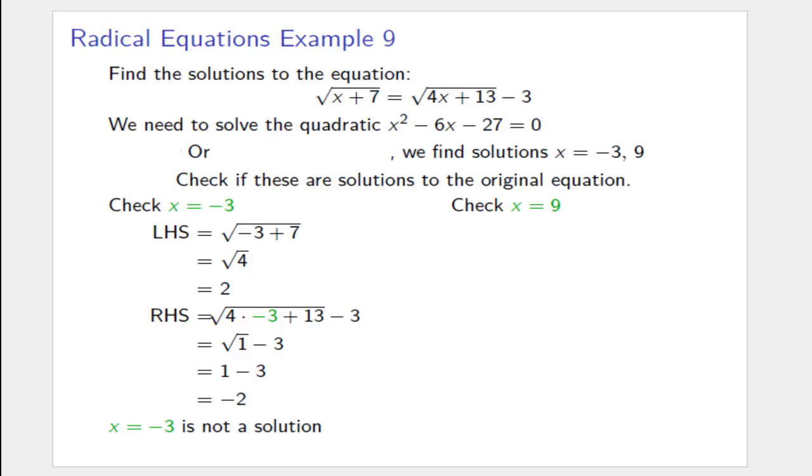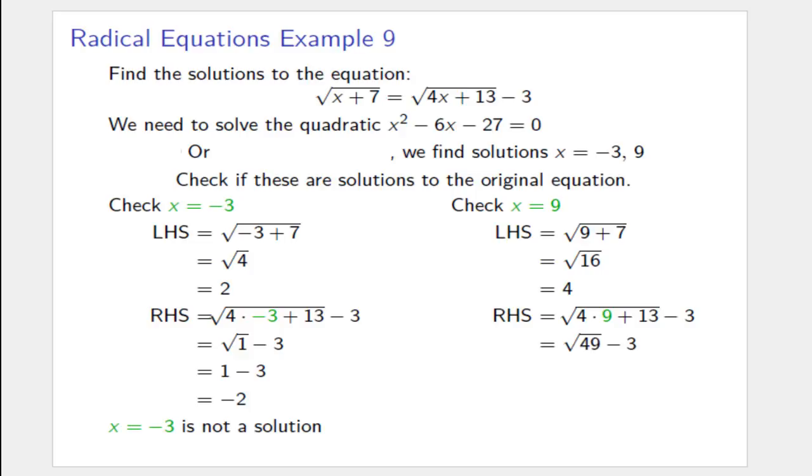What about x equals 9? With x equals 9, on the left-hand side, we have the square root of 9 plus 7, which is the square root of 16, which is 4. While on the right-hand side, we have the square root of 4 times 9 plus 13, minus 3, which is the square root of 36 plus 13, which is the square root of 49, and still minus 3. Since the square root of 49 is 7, we have 7 minus 3, which is 4. So since the left-hand side equals the right-hand side at x equals 9, we get that x equals 9 is a solution to our problem.